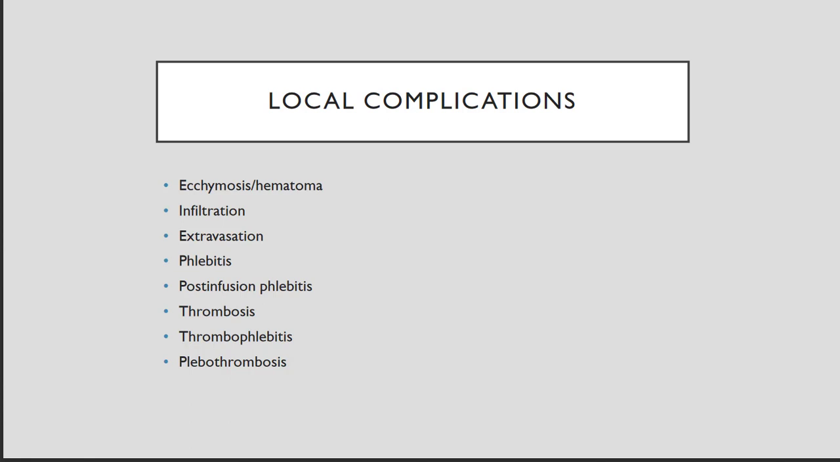Ecchymosis or hematoma are probably two of the most common complications and easiest to treat. Basically, an ecchymosis or bruise is caused by the leakage of blood into the tissue surrounding the IV site. A hematoma also results from bleeding at the site, but the bleeding is uncontrolled and ends up causing a hard and painful lump. Either of these can be caused by using the same vein multiple times or when an unskilled person tries to insert an IV catheter.